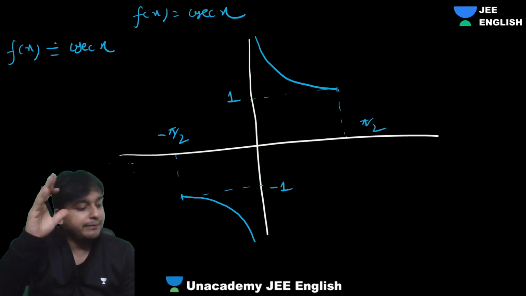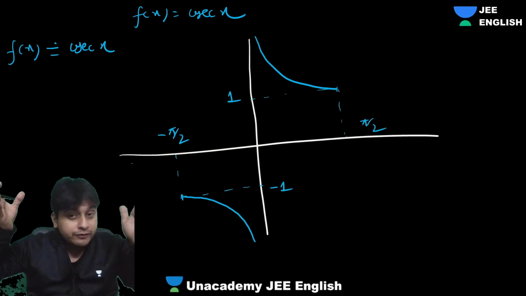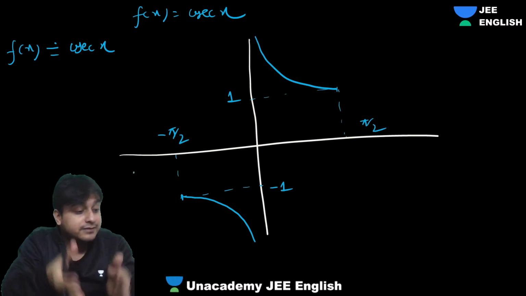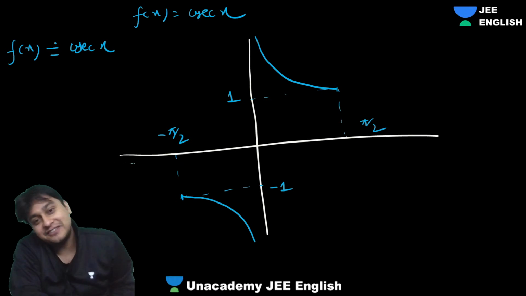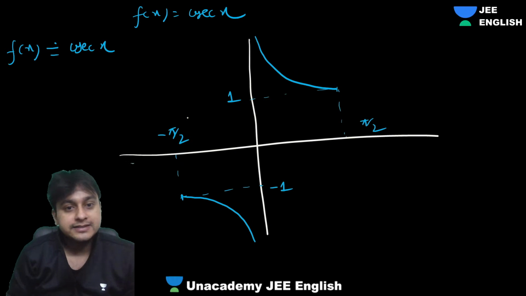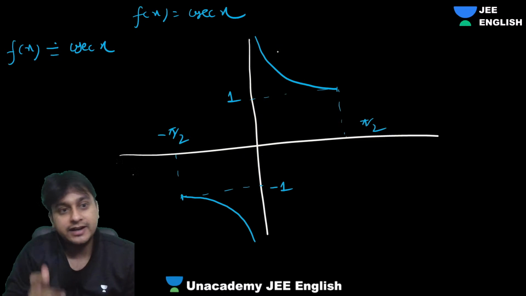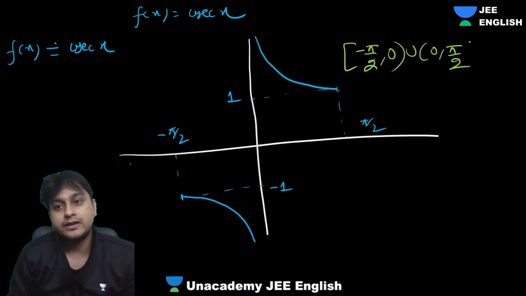First see, the steps remain the same. First we draw the overall graph, then we draw the curtailed graph, the cut graph, and then we copy that, do the flipping, and then we draw the inverse graph. Understood? A 3-step procedure. So guys, tell me the domain first. The curtailed domain of cosec x will be minus pi by 2 to 0 union 0 to pi by 2. This is the domain.